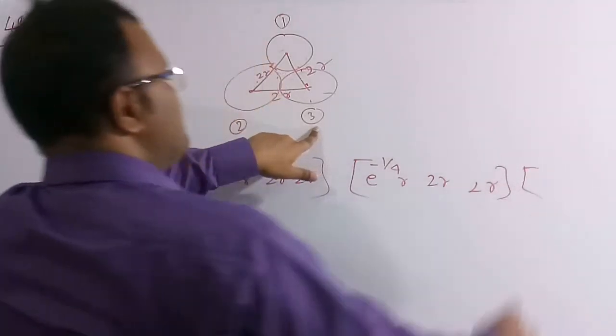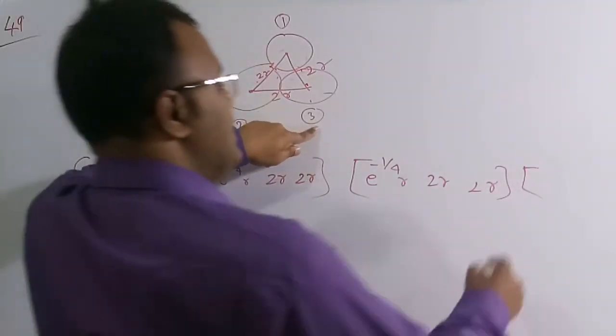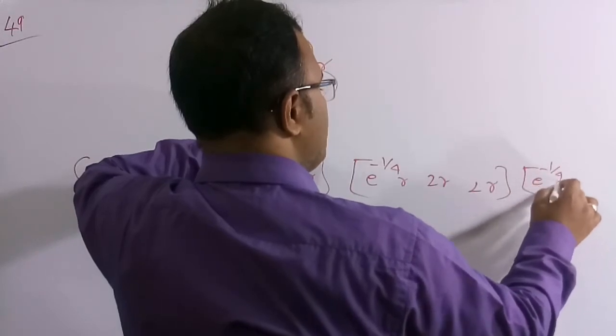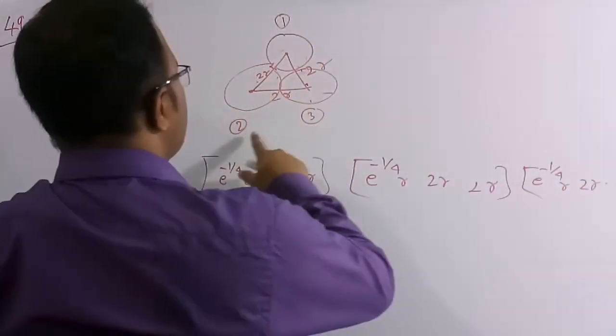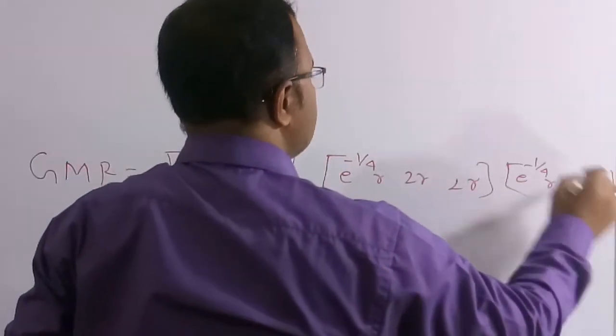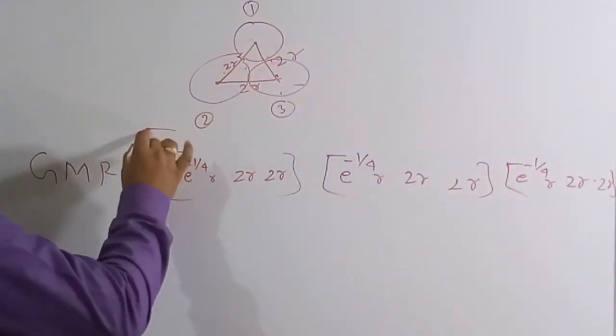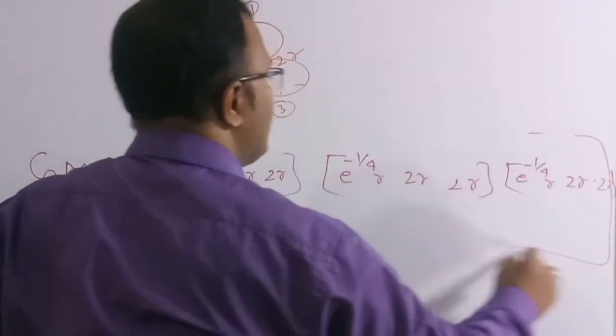For the third connector, the self GMD of the third connector is again e to the power of minus 1 by 4 into r. Again 3 to 1 is 2r. Again here 3 to 2 is 2r. So this is the way you need to write for GMD. Again whole bracket, again whole bracket.